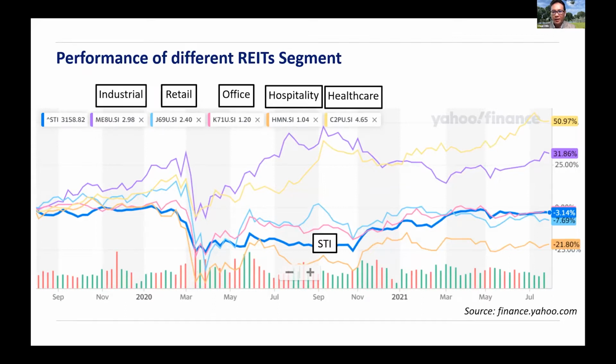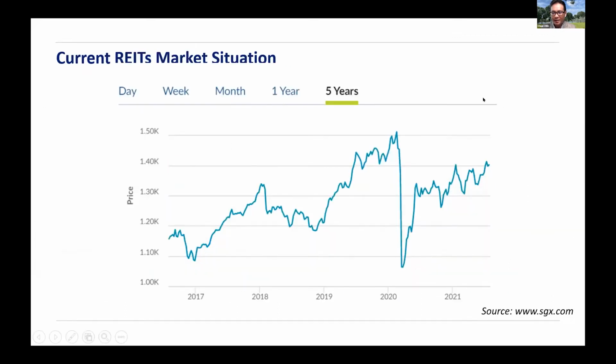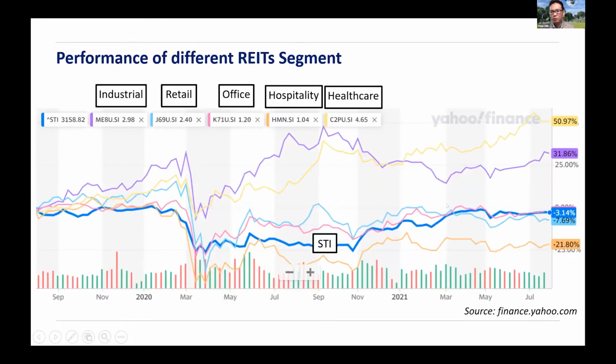Okay, so this is generically speaking. Whereas this chart, I want to share with you how the REIT segment overperforms. So let's look at this thicker blue line first. This is the STI index. Let's use this as a benchmark.